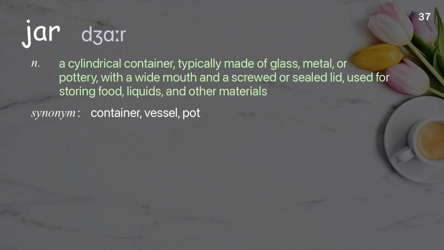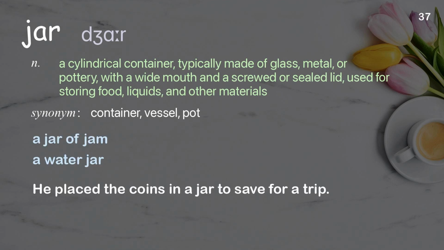Jar. A cylindrical container, typically made of glass, metal, or pottery, with a wide mouth and a screwed or sealed lid, used for storing food, liquids, and other materials. Examples: A jar of jam. A water jar. He placed the coins in a jar to save for a trip.